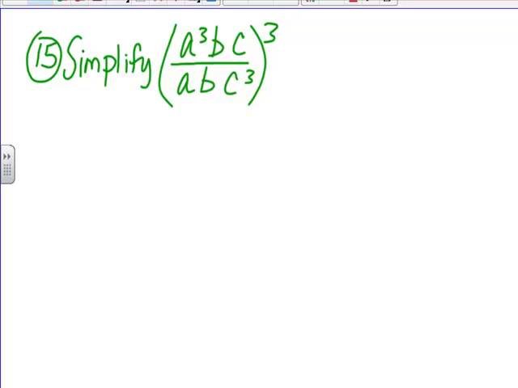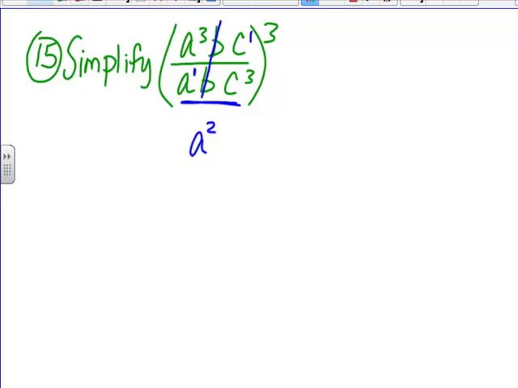Last problem. Simplify. A yucky looking fraction all raised to the 3rd power. There's different ways to go about doing this. You could do your power of a power. When I look at this problem, I feel like doing a little simplifying on the inside first. So that's what I'm going to do. So on the inside, I see that I have an a cubed over an a. So a cubed over a to the 1st is just a squared. I have a b over a b, which divides itself out.